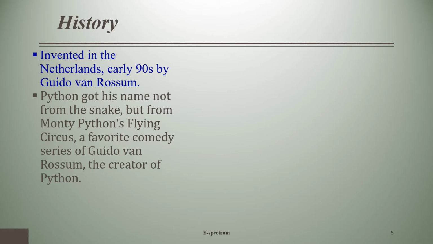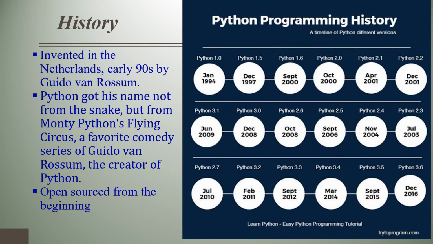So when did Python start? It was invented in the Netherlands in the early 90s by Guido van Rossum. Python got its name not from the snake but from Monty Python's Flying Circus, a favorite comedy series of Guido van Rossum, the creator of Python. Python has been open source from the start.